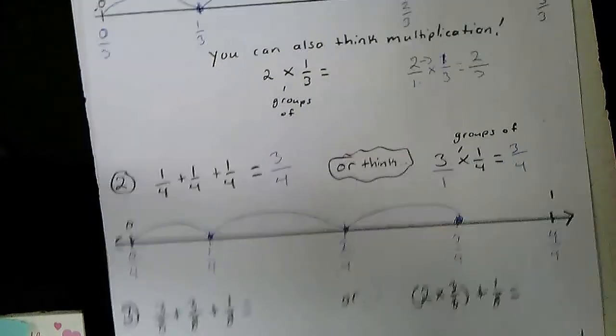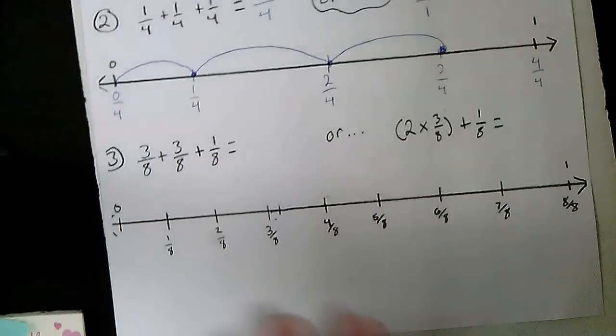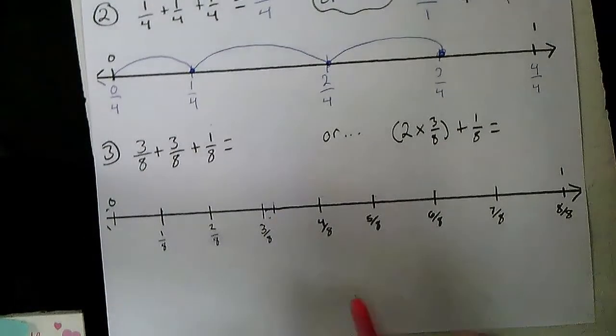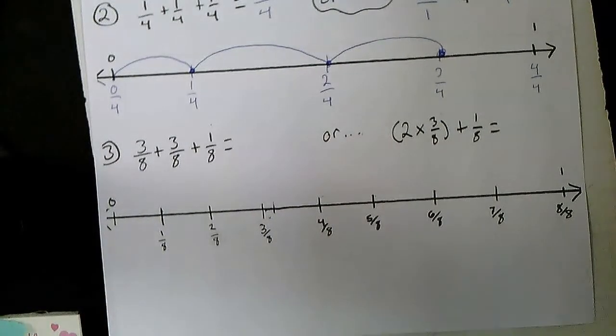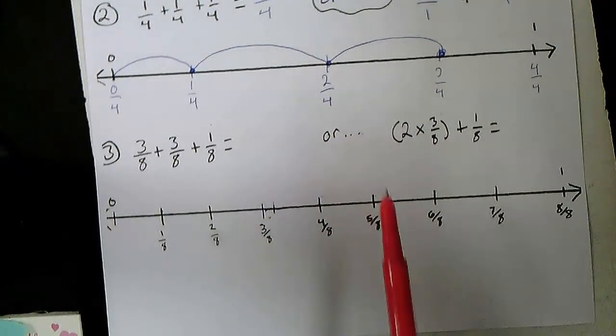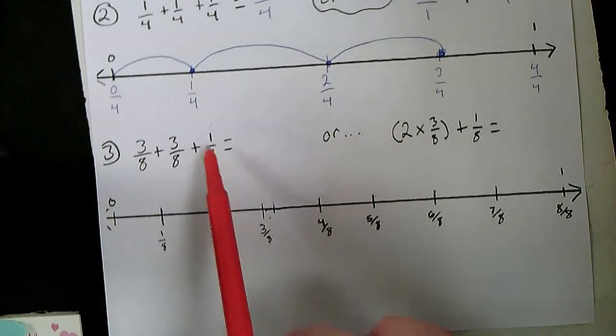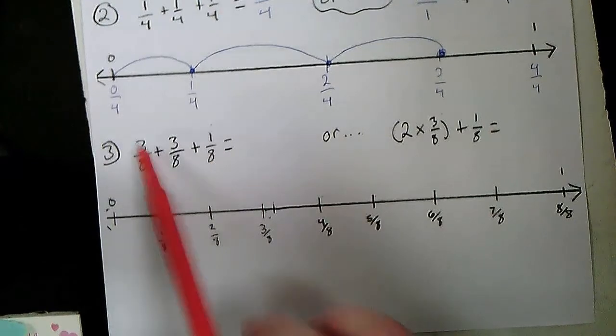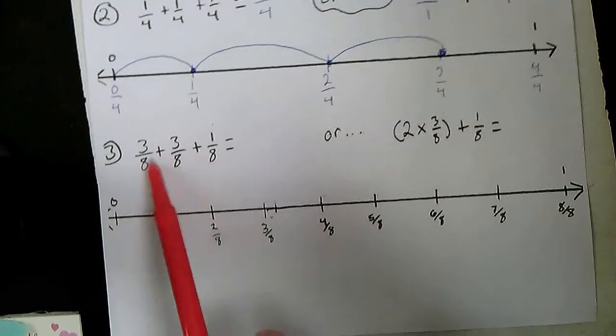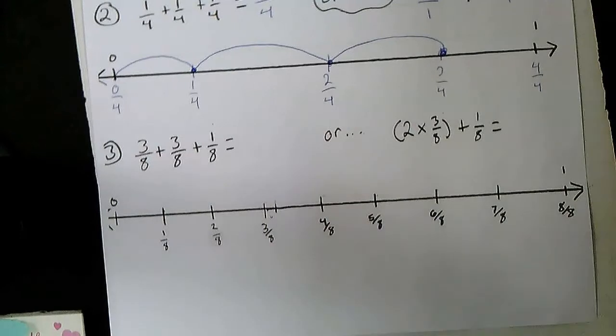So let's take a look at this next problem now, and for this one I labeled the number line for you because this one's going to be a little bit trickier for us, because now instead of just adding 1/8, I now have to add 2 groups of 3/8 and then I add 1/8. So it's going to be a little bit different for us.